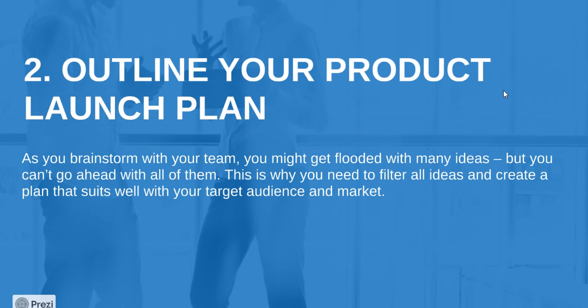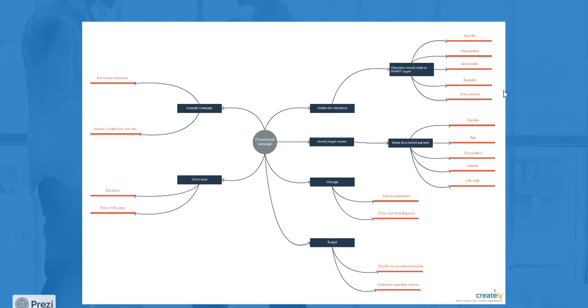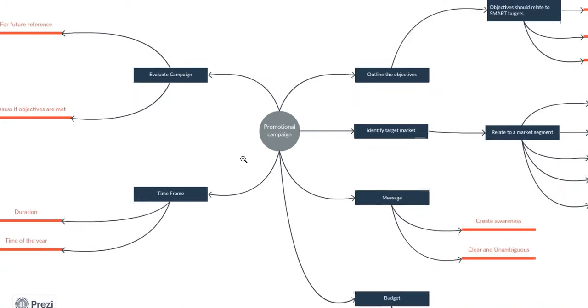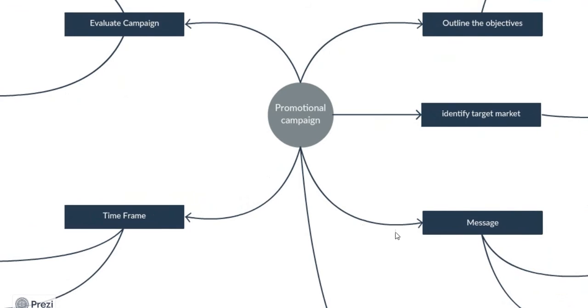You have to outline your product launch plan. As you brainstorm with your team, you might get flooded with many ideas, but you can't go ahead with all of them. This is why you need to filter all ideas and create a plan that suits well with your target audience and market. Now, this is also large, but we're going to zoom in so you can take a look at it.